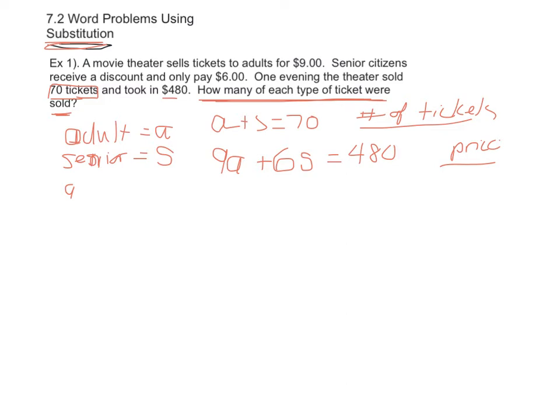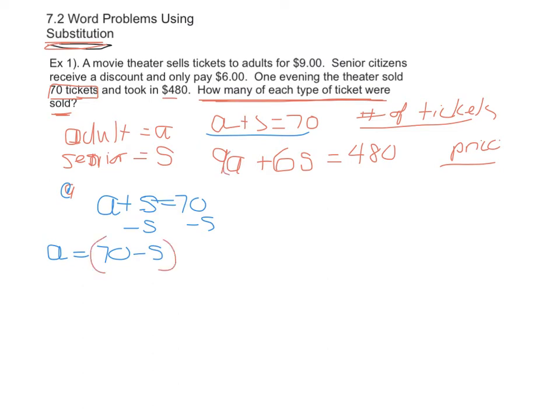Now I've got my two equations. I'm going to use substitution. So I have to find a variable that's alone. So it's going to come from this equation. I can either get A or S alone. I'll get the A alone: A plus S equals 70, by subtracting S. So I have A equals 70 minus S.